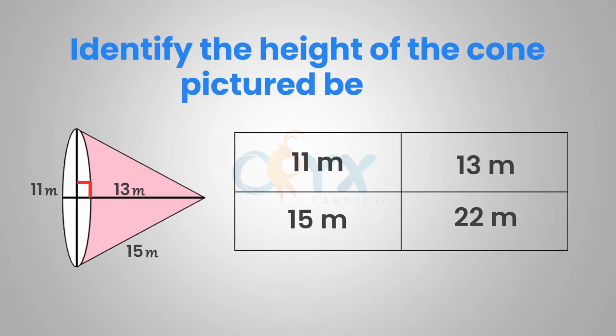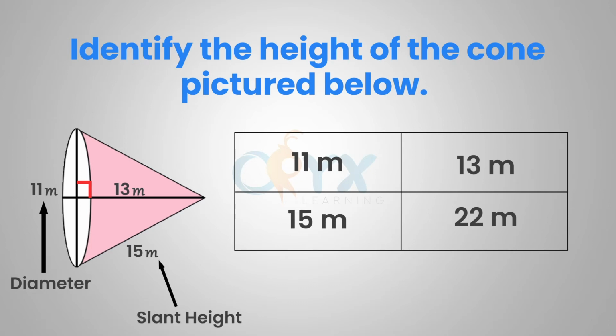Identify the height of the cone pictured below. We can see that the 11 represents the diameter, the 15 meters represents the slant height, so the actual height of the cone would be the 13 meters. So 13 meters is our answer.